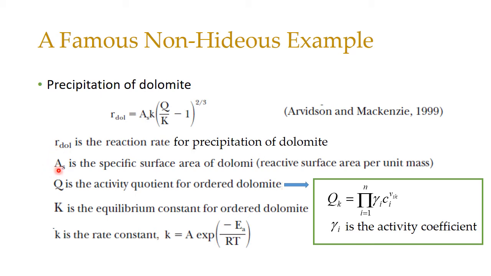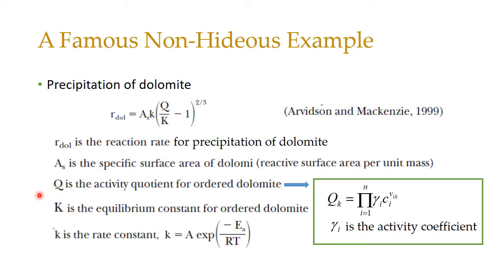This is the specific surface area of, it's supposed to say dolomite. This is basically how much surface area is available to react. You can imagine if there's a lot, the reaction rate will be faster. Now, where we've seen the equilibrium constant, I want to introduce the activity quotient.